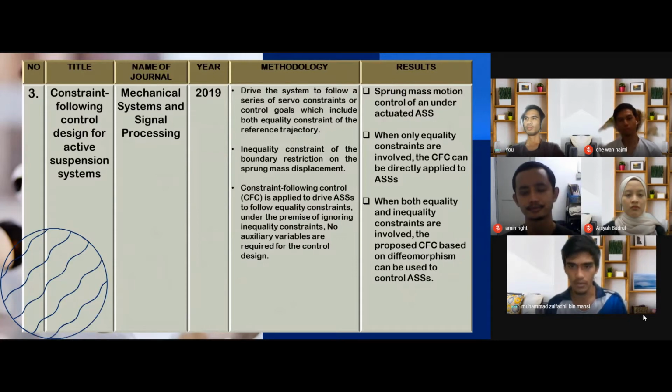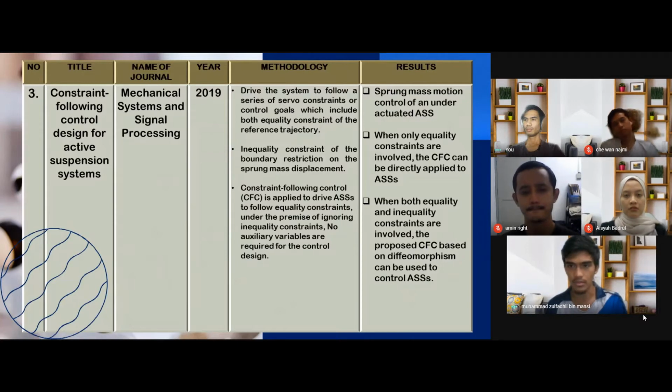The methodology that the journal used: the first one is to drive the system to follow a series of servo constraints or control goals, which include the equality constraint of the reference trajectory. The second one is the inequality constraint of the boundary restriction on the sprung mass displacement. The third one is constraint following control, known as CFC, which is applied to drive the active suspension system to follow equality constraints. Under the premise of ignoring inequality constraints, no auxiliary variables are required for the control design.